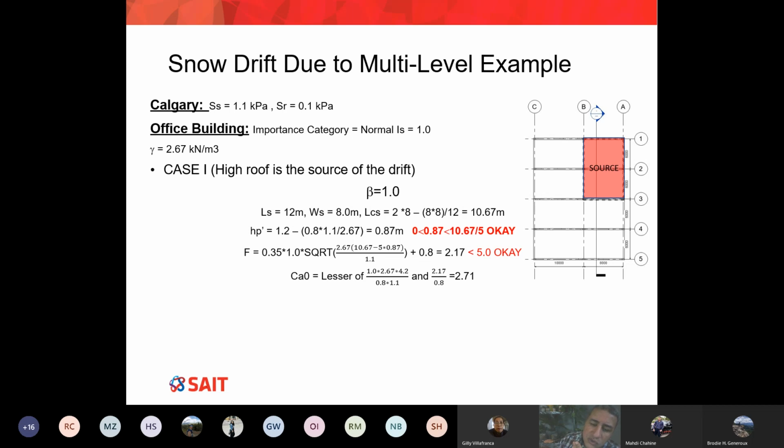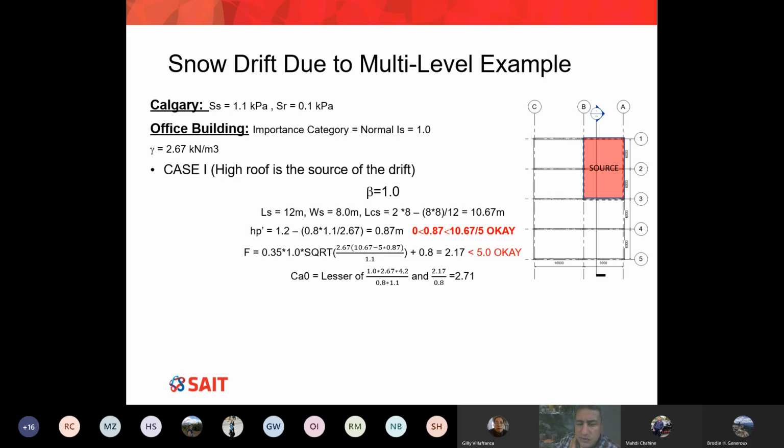One more time to remind you, if HB dash is less than 0, use 0. If HB dash is more than 10.67 divided by 5, then we use this number as maximum. Then finally, once you find H prime B, you find your F.